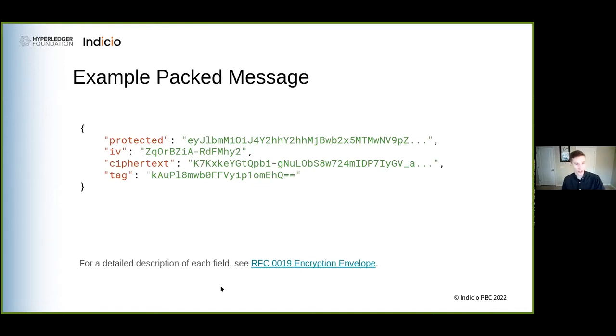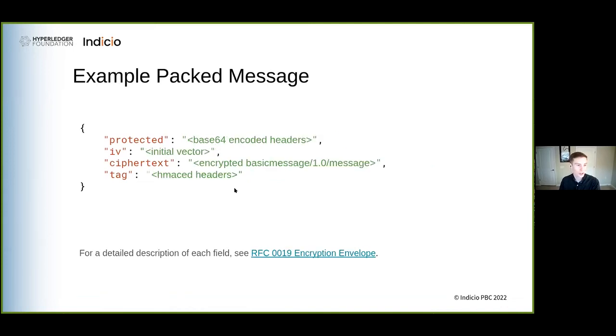And the result of this pack operation is somewhat similar to this. I've truncated a few values for brevity and clarity here, but each of these values is worth at least knowing generally what it is. The protected attribute here is a base64 encoded JSON object containing headers for this packed message. Inside of the headers, you'll see things like the algorithm; that's the portion where you'll see a lot of the standard JSON Web Encryption pieces. It also includes the recipients and the encrypted content encryption key.